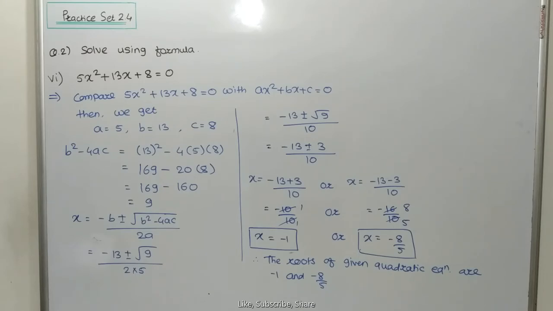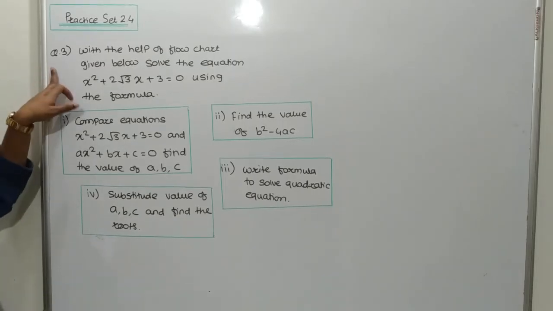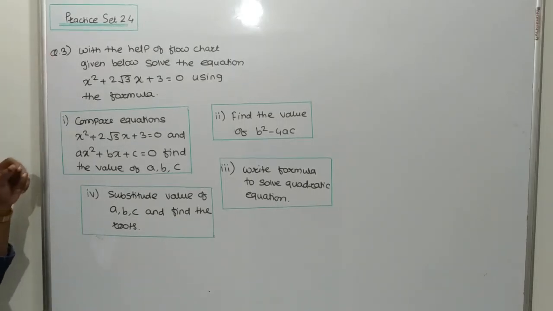Okay. Now, the last question from this practice set, that is question number 3. So we have to solve this. This question is an activity type question. Okay. So if you want to write this, take a screenshot of it. Now we have to solve question number 3, the last question from this practice set 2.4.